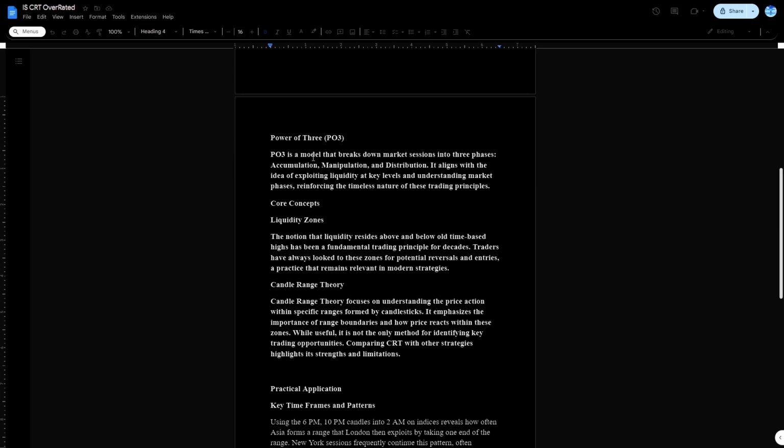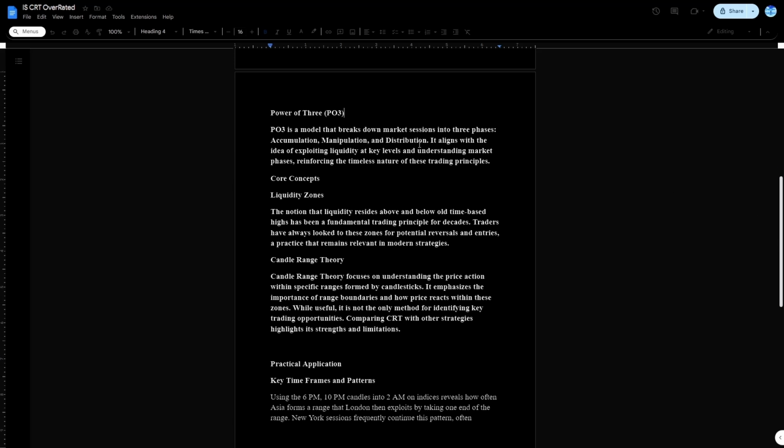Power of three is not the same thing, but I mean, you guys should know what power of three is. It's our accumulation, manipulation, distribution, our open, high, low, close. We have this in every candle, and it aligns very closely with understanding market phases and exploiting liquidity. It reinforces every single time concept that we have, because power of three is in every candle, and we understand it from high time frame down to low time frame.